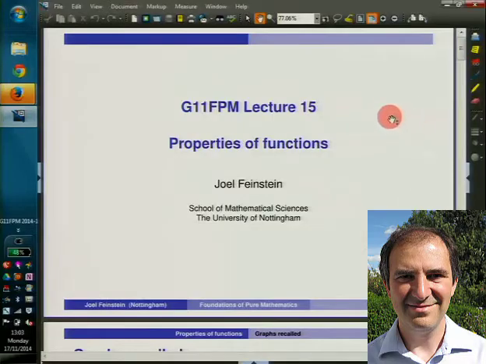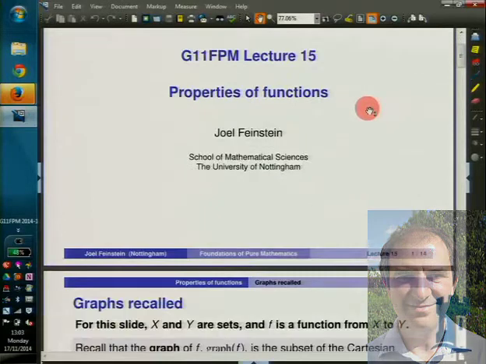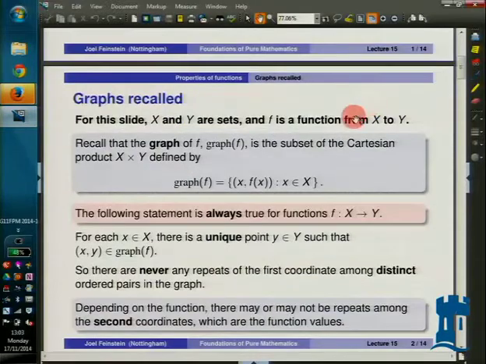This is lecture 15, properties of functions. Well, we've already seen some properties of functions, but we're going to look a bit more carefully at them today. I'll start by reminding you something about graphs of functions.